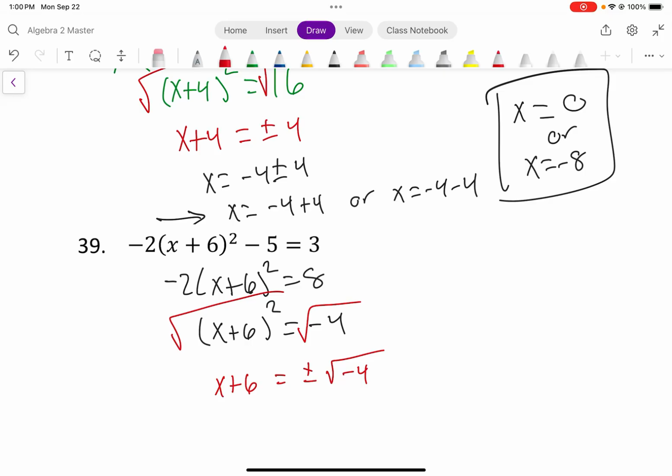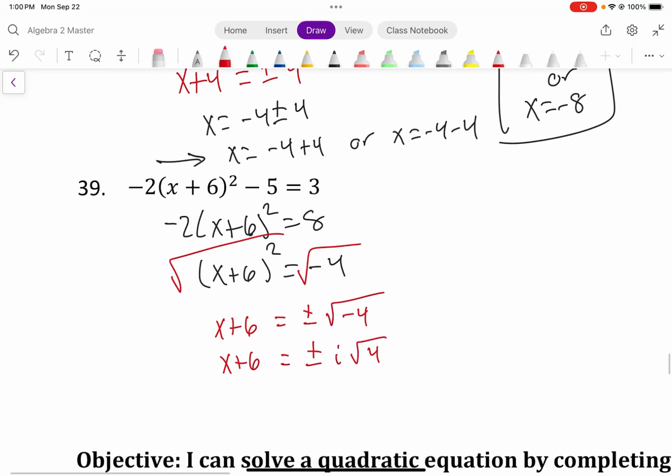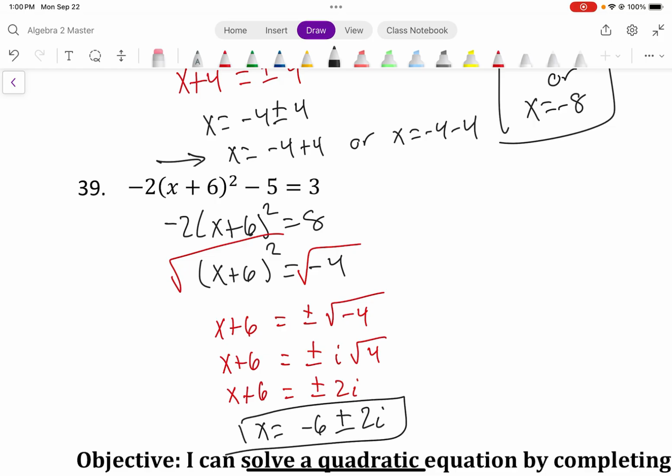That's a thing. I'm going to immediately change that to plus or minus i root 4. Whether I write that part down or do it in my head doesn't really matter. But the square root of 4 is 2. So this is actually plus or minus 2i. Subtract 6 from both sides. Put that in front of the plus or minus. I cannot combine these because they are not like terms, unlike the last problem. I have an i that's just part of my answer at this point. Make sure I have my plus or minus symbol.